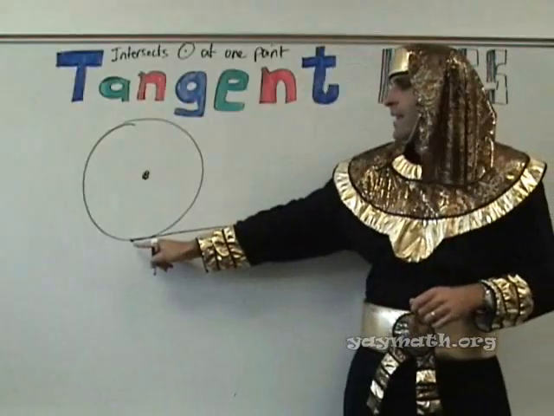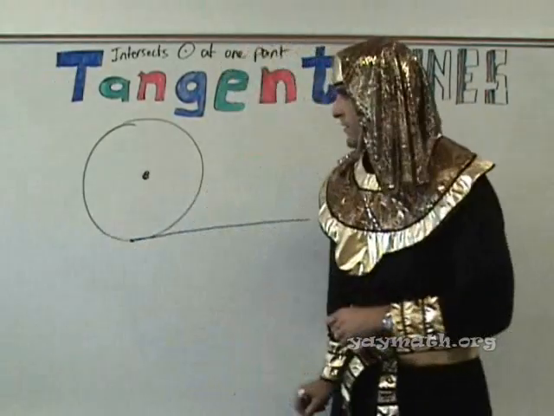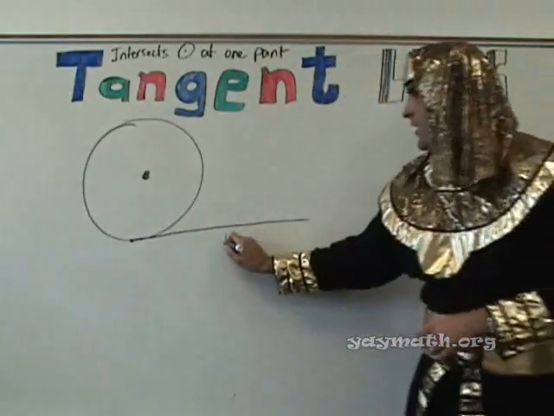Okay, so a line that touches a circle at one point. Naturally, this could go on also, but I'm not going to draw that. All right, so this is a tangent line.